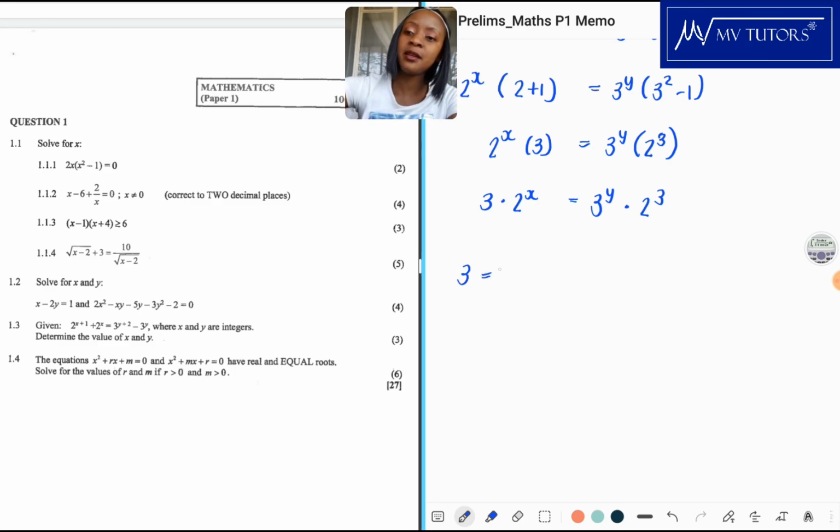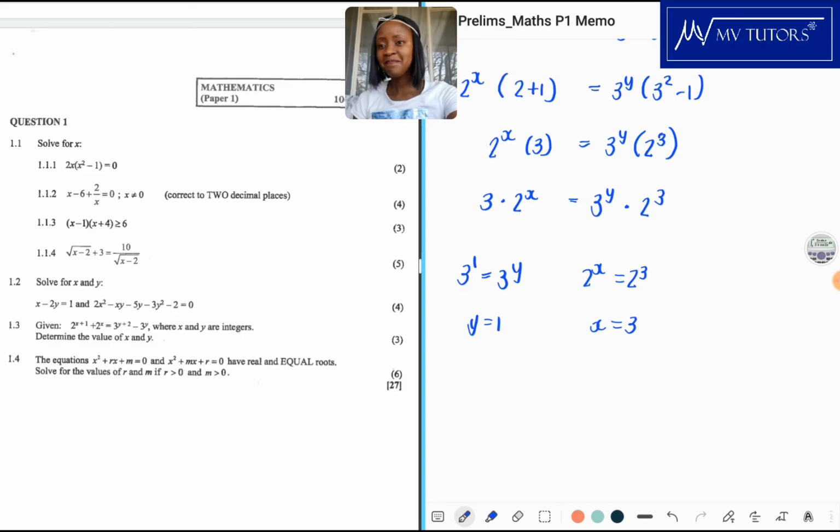So 3 to the power 1 is equal to 3 to the power y, so y is equal to 1. On the other side, I have 2 to the power x, which is equal to 2 to the power 3, so x is equal to 3. That's great and all, but does it work?